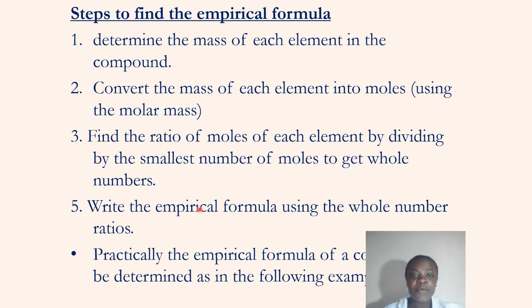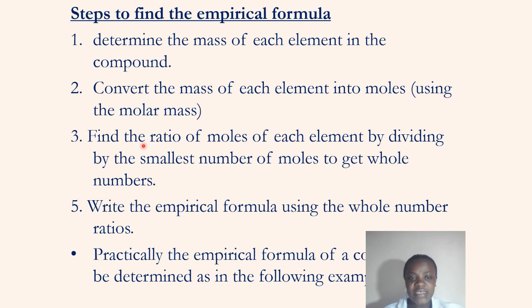Second step, we convert the mass of each element into moles. So we pick each element in that compound, take its mass, and convert it to moles. How do we convert mass to moles? We use the formula: moles equals mass over molar mass. We take the mass from step 1 and divide it by the molar mass, which we know for these elements.